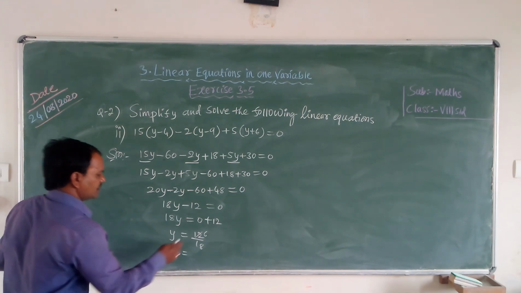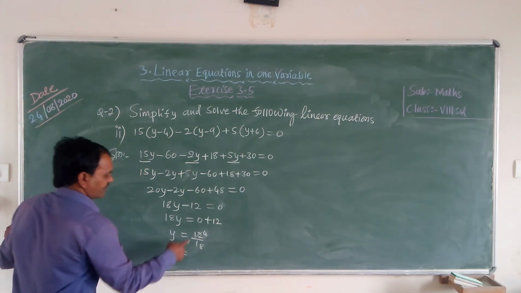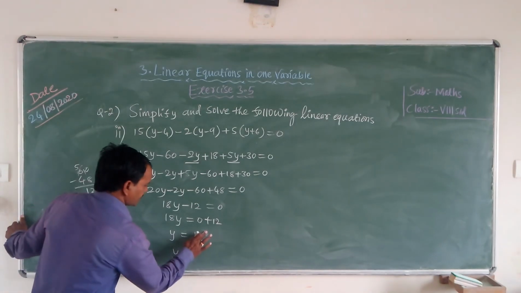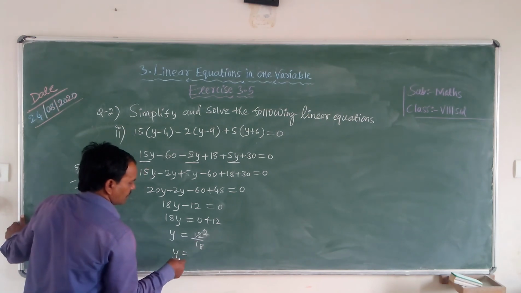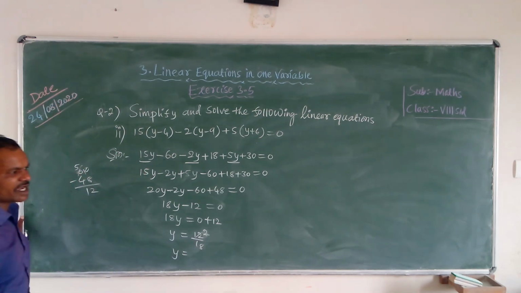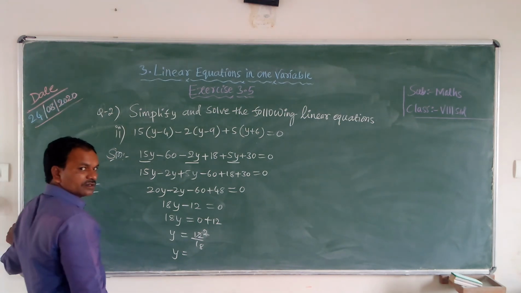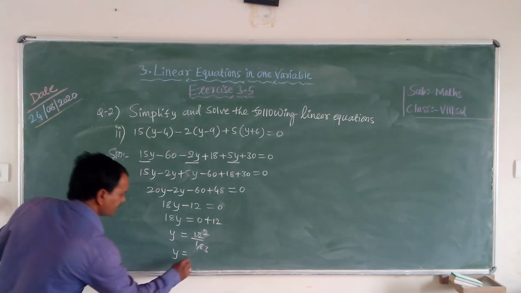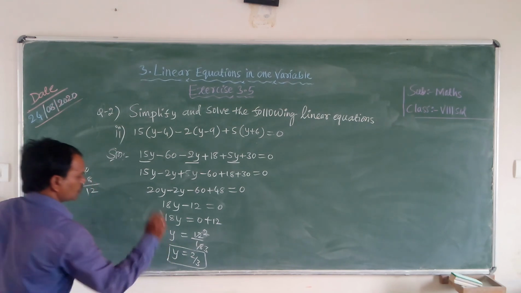Which tables do we take? We take the 3 table: 3 fours are 12. We take the 6 table: 6 twos are 12, 6 threes are 18. That is 2 by 3. So y is equal to 2 by 3.